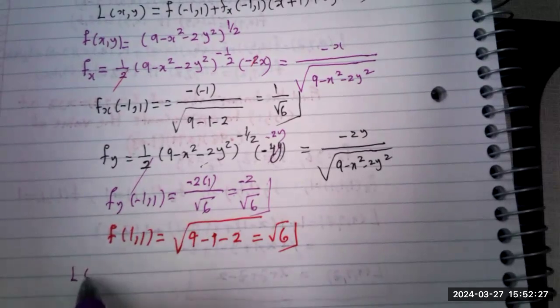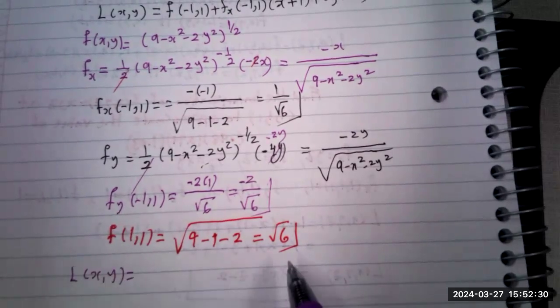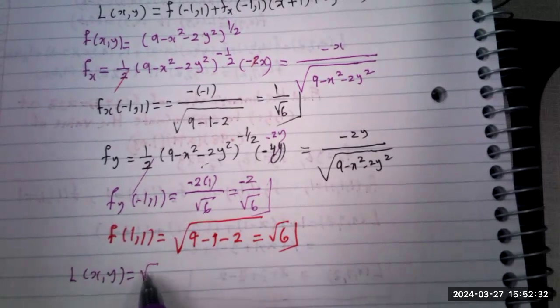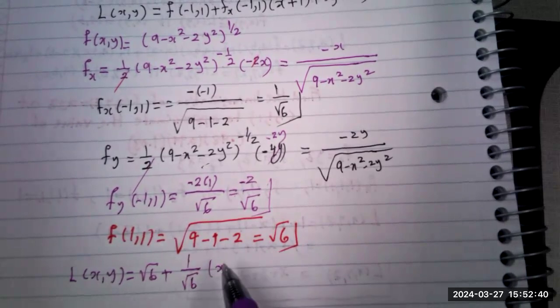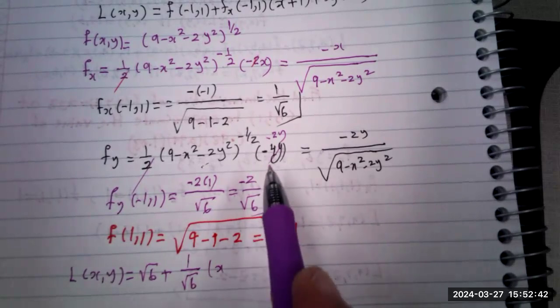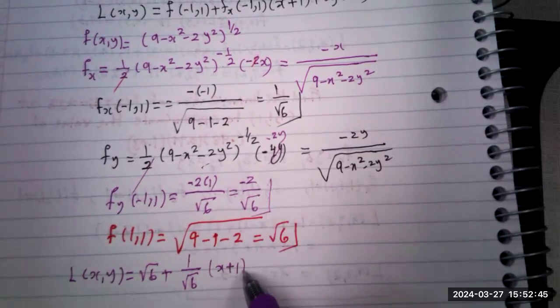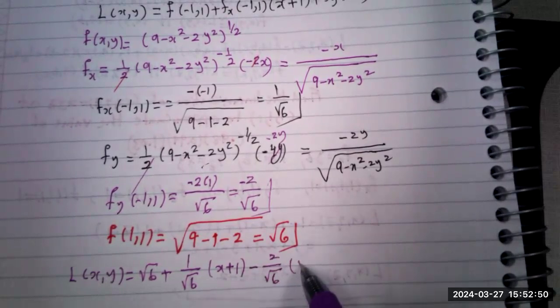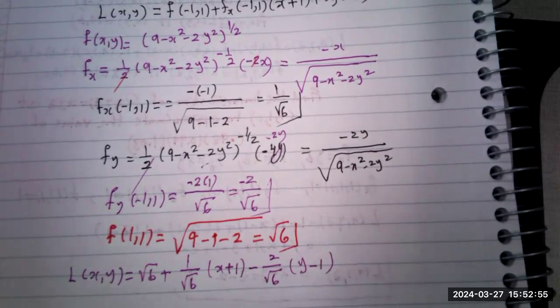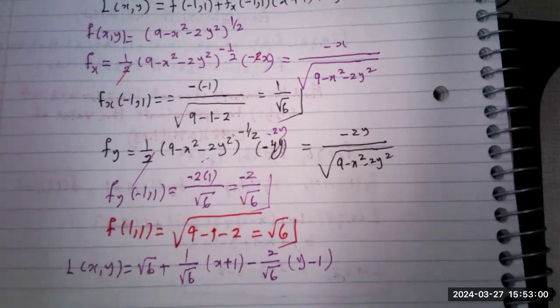Okay, there you are. L of x comma y is equal to the value of the function, radical 6. The first partial is 1 over radical 6 times x plus 1, and this is going to be minus 2 radical 6 at y minus -1. Okay, so that would give you the result. You don't have to simplify it because you have to substitute to get those numbers. So you better substitute the numbers, then simplify.